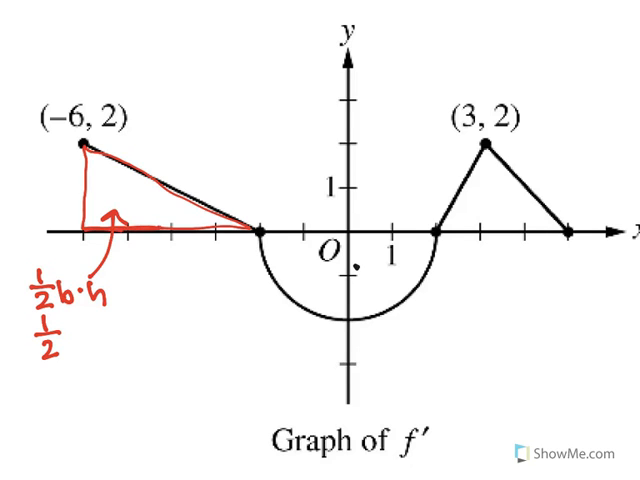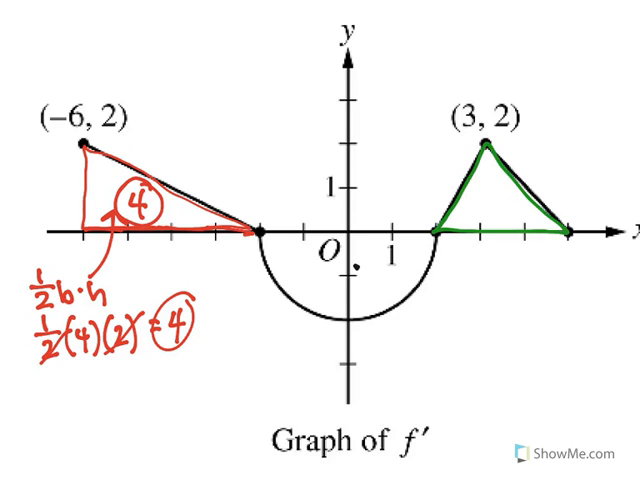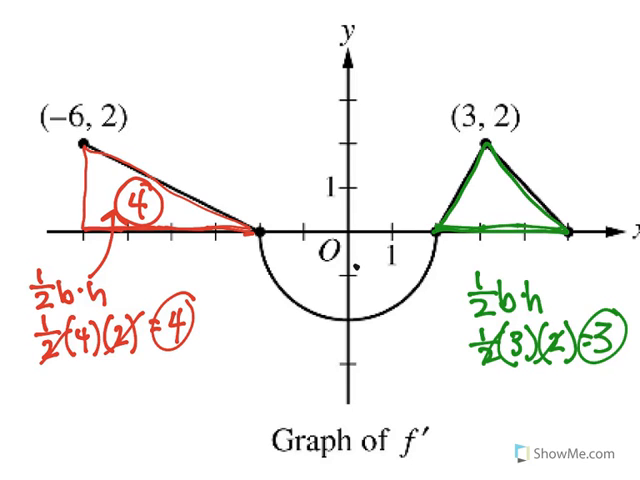The base is 1, 2, 3, 4. The height is 2. Yep. Cancel, cancel. The area of this one is 4. Okay, I'm going to go to this triangle over here now. Let's go in green. Here it is. And I don't know that I need to do this, but I'm pretty sure I am. 1/2 base times height. 1/2. 1, 2, 3. Times the height of 2 equals 3.